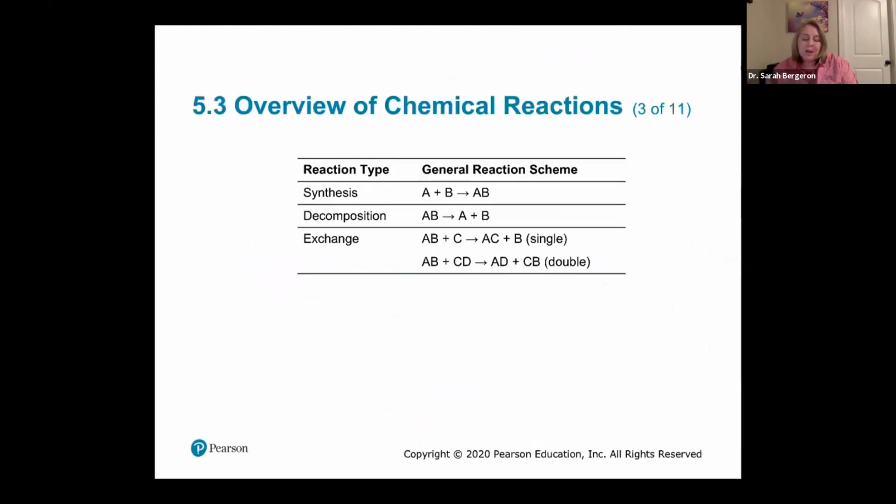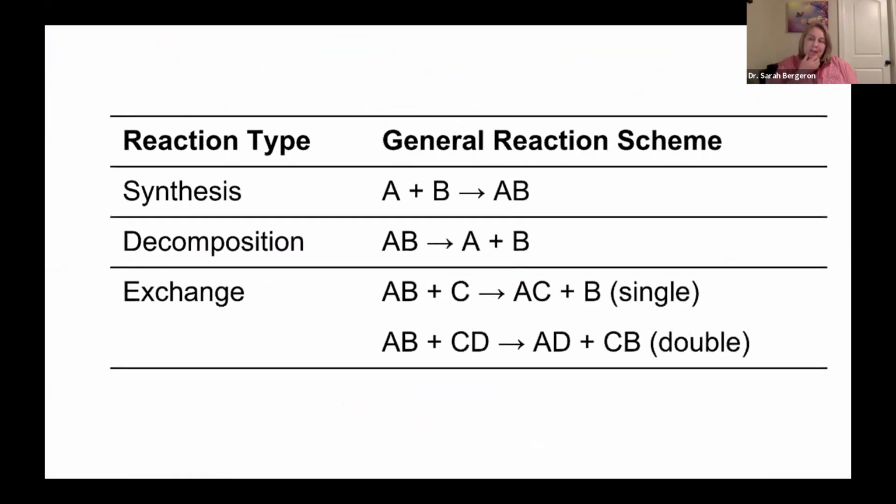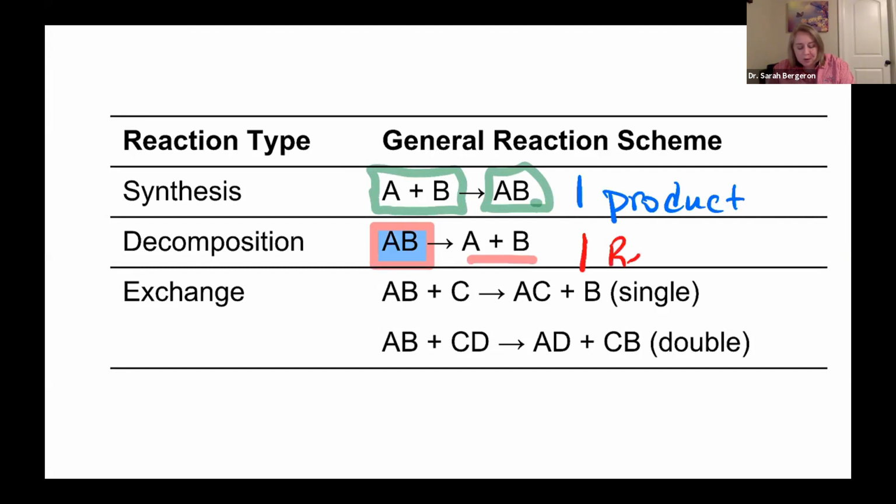All right, so we can use these general reaction schemes to show what's going to happen in synthesis. In a synthesis, you're going to take pieces and make a whole. Here, I start out with two things and I end up with one. So in synthesis, you're going to have one product. That's important, one product. In decomposition, we're going to go the other way. We're going to have one reactant and it's going to go to two products. So let's write that. We have one reactant, okay?